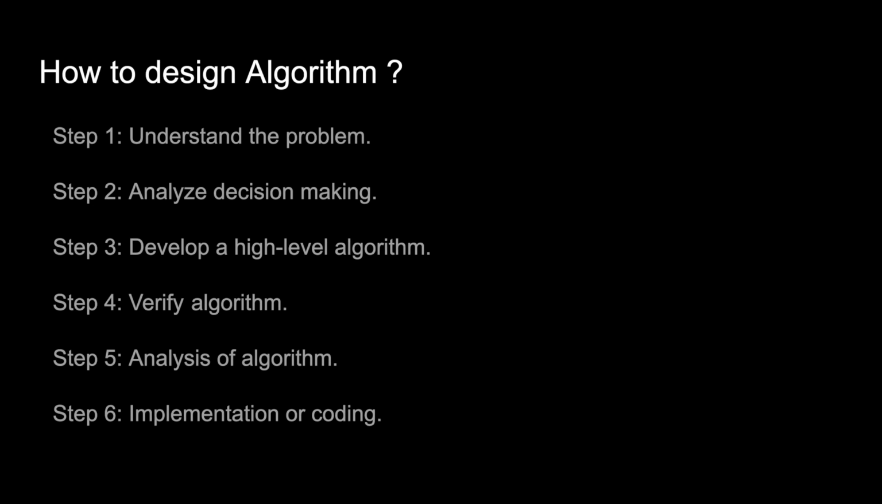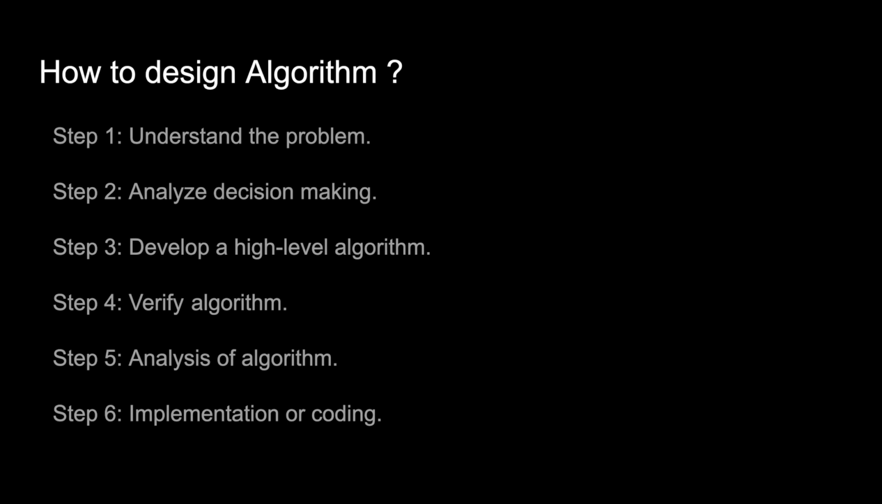In step 2, we analyze the decision making. What is that? It means that many problems can be solved in many different ways because we have different algorithms for them. There are different algorithmic strategies, like brute force approach, divide and conquer, greedy techniques, backtracking, dynamic programming, branch and bound, and so on. So we should analyze which type of algorithm will be applied to the given problem.